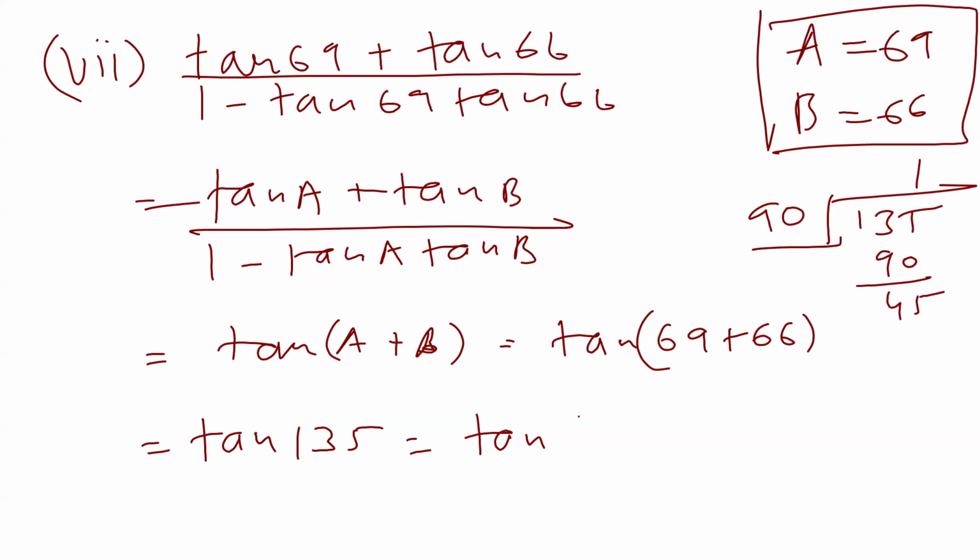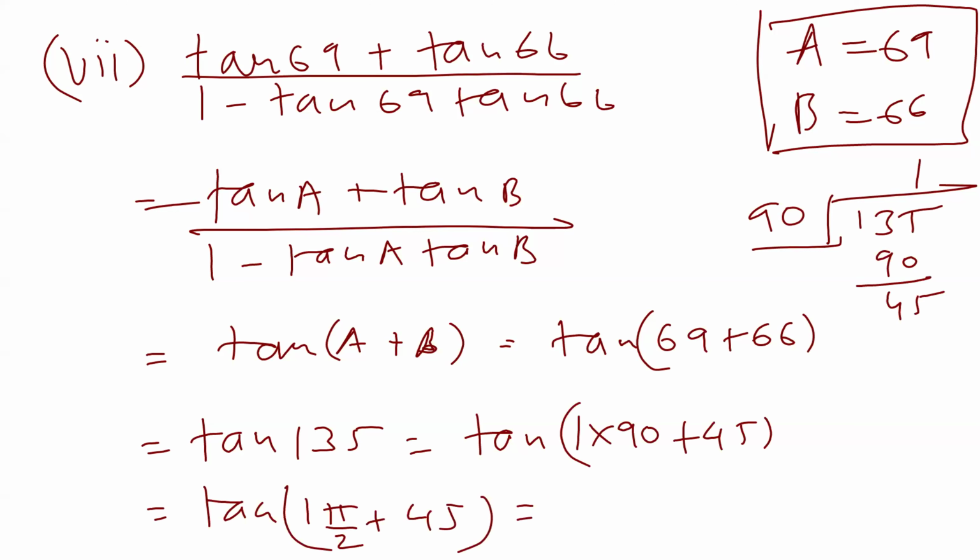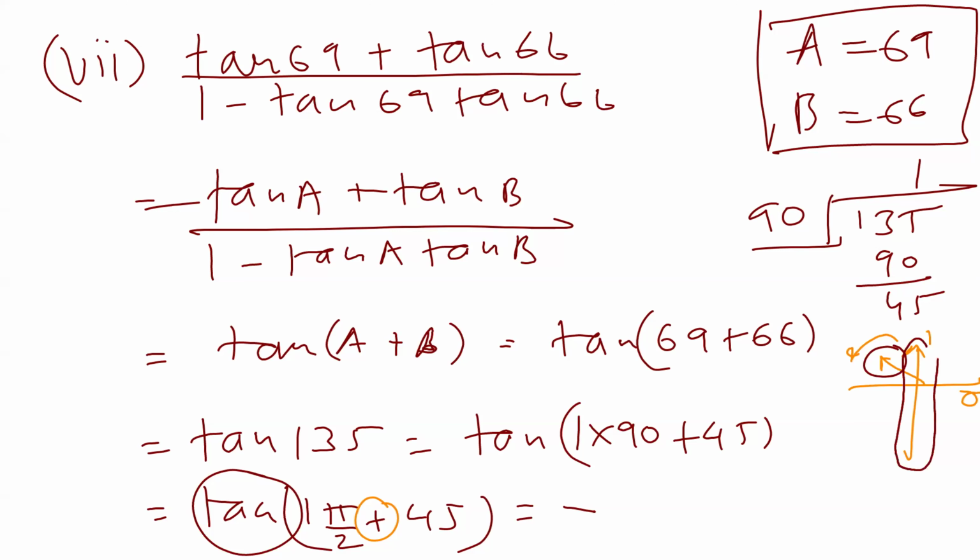So 1 into 90 plus 45. So that will be 1 pi by 2 plus 45. Now let us understand what is 1 pi by 2. This is 0 and this is 1 pi by 2. Plus is anti-clockwise. In this quadrant, your tan is negative. Tan is negative over here. And 1 pi by 2 is the y-axis. Tan changes to cot. Cot 45 is 1. So the answer becomes minus 1.